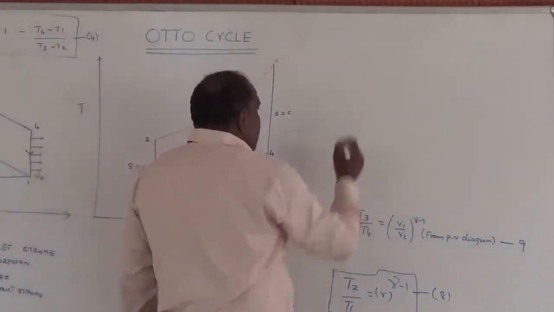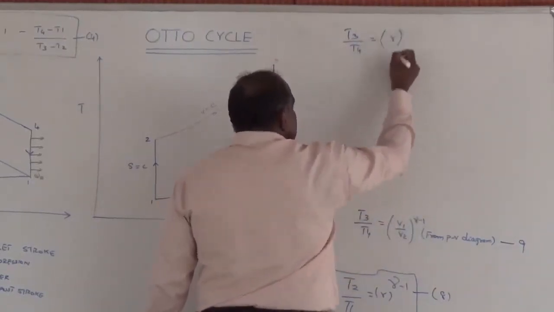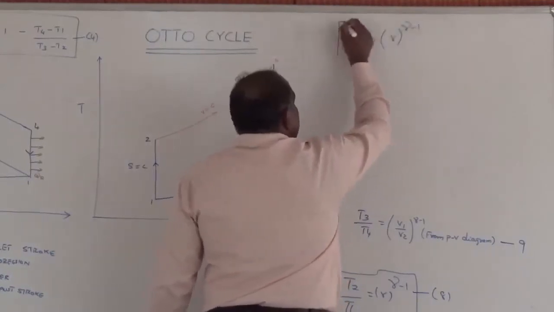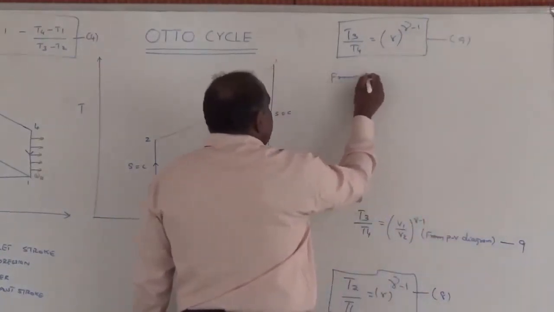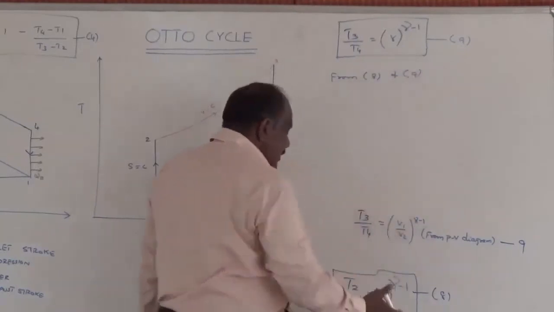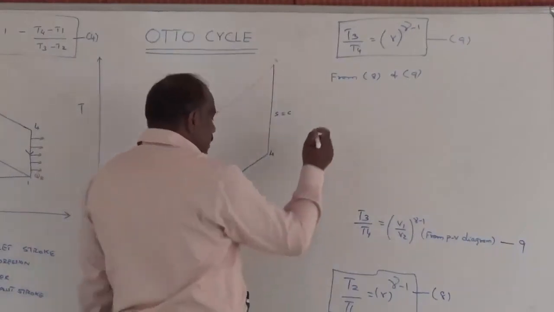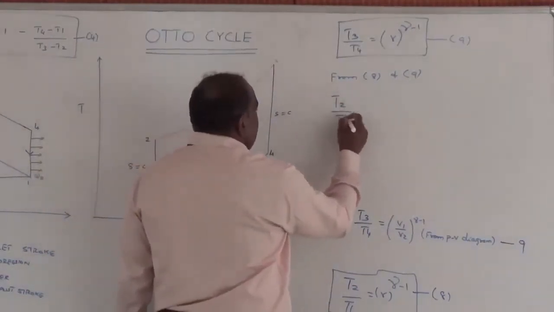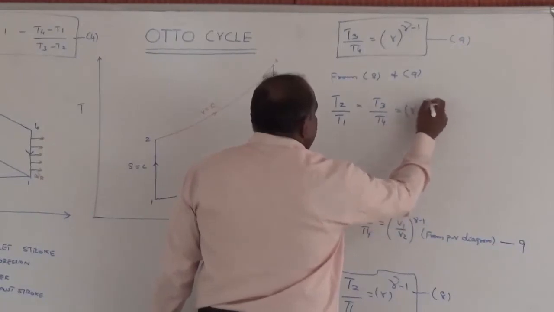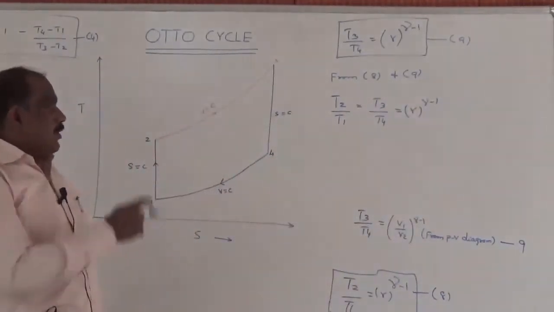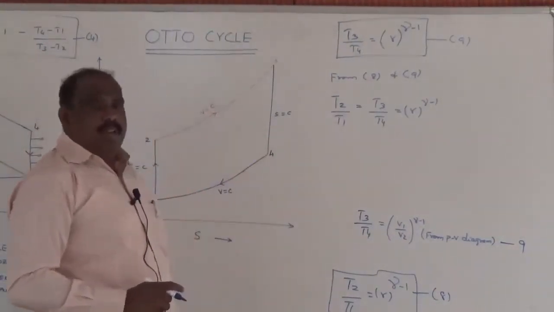So once again, what is this T3 by T4? T3 by T4 will be equal to r, because we know that V1 by V2 is nothing but the compression ratio r, raised to the power of gamma minus 1. From 8 and 9, since the right hand sides are equal, r to the power gamma minus 1, it is a well known fact that the left hand side should also be equal, which is nothing but T2 by T1 will be equal to T3 by T4, which is equal to r power gamma minus 1. So I am comparing equation number 8 and 9 and finding that T2 by T1 will be equal to T3 by T4, which is equal to r power gamma minus 1.